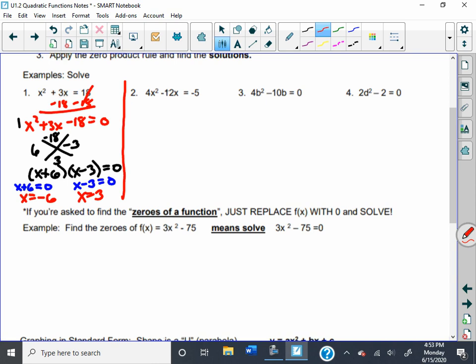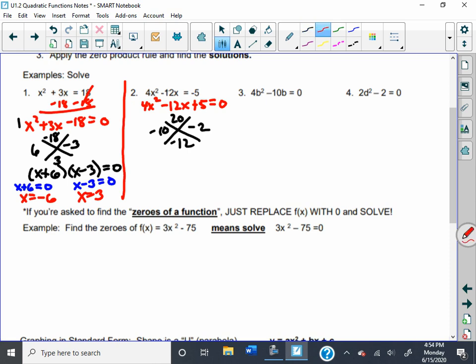All right, number 2. I have to add 5 over because it's not equal to 0. So I have to do the opposite. So add 5. There's no GCF, so I'll go straight to the x. I have to multiply 4 and 5 together. That's going to give me 20 on top and then negative 12 on the bottom. And so the combination that works for this is negative 10 and negative 2. That multiplies to positive 20 and adds to negative 12.